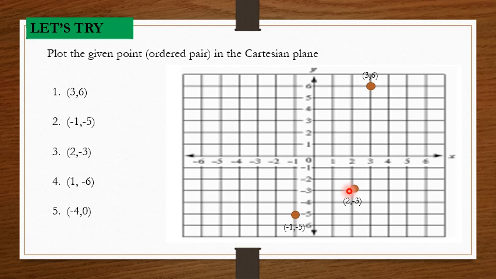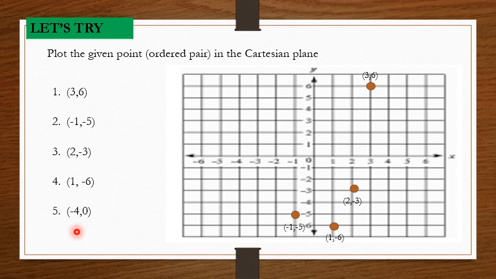Number 4, 1 and negative 6. 1 positive is right, negative 6 is down. So from the origin, you have to count 1 unit to the right. 1. Then going down 6 units. 1, 2, 3, 4, 5, 6. Or in shortcut, the intersection of positive 1 for x, and negative 6 for y. That's 1 and negative 6.